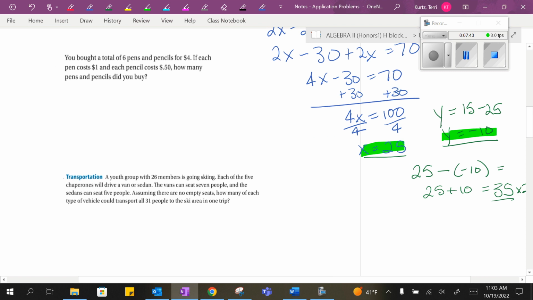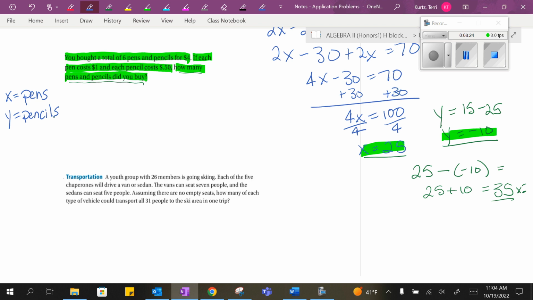So this one says you bought a total of 6 pens and pencils for $4. Each pen cost $1 and each pencil cost 50 cents. How many pens and pencils did you buy? So when we're looking for our variables, first thing we want to do is set up our variables. We're going to look at that final question and see what our goal is. So we're trying to find out how many pens and pencils did we buy. So we're going to let x equal pens, and y equals pencils. So you definitely want to, again, look at that final question and set up your variables to find them.